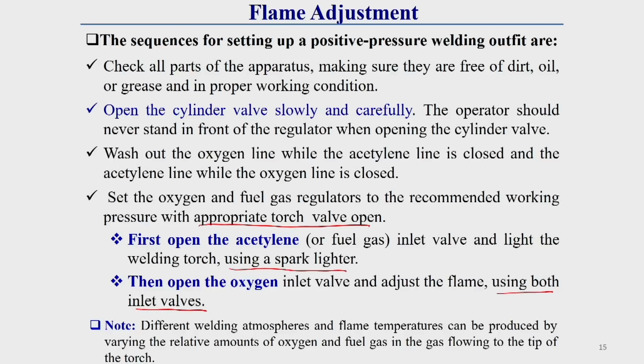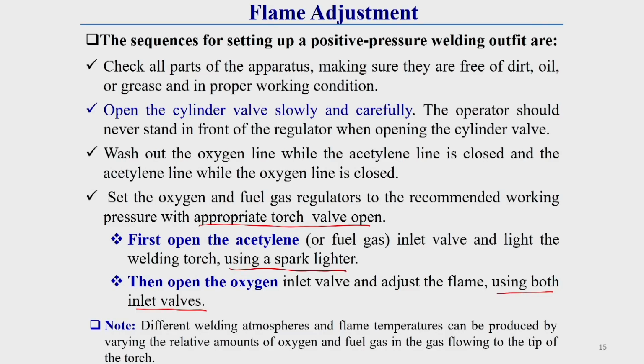Then the oxygen valve is opened gradually. By this we can control the characteristics of the flame. By changing the proportion of oxygen supplied to the flame, we can change its characteristics. Different welding atmospheres and flame temperatures can be produced by varying the relative amounts of oxygen and fuel gas flowing to the tip of the torch. So by controlling the ratio of oxygen and acetylene gas, we can generate different temperatures as well as different welding atmospheres.